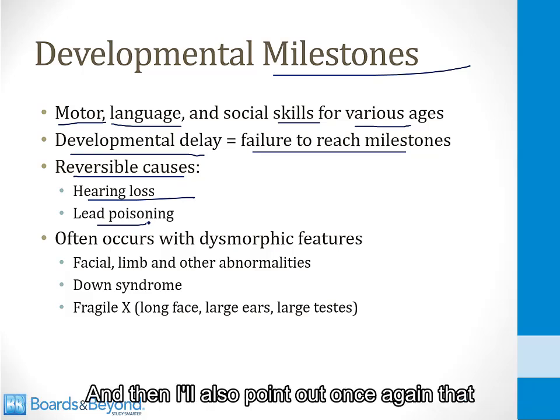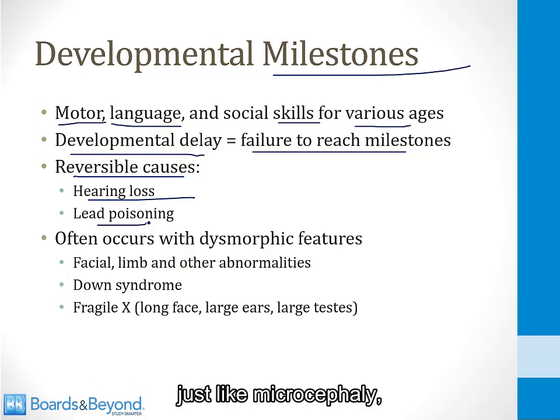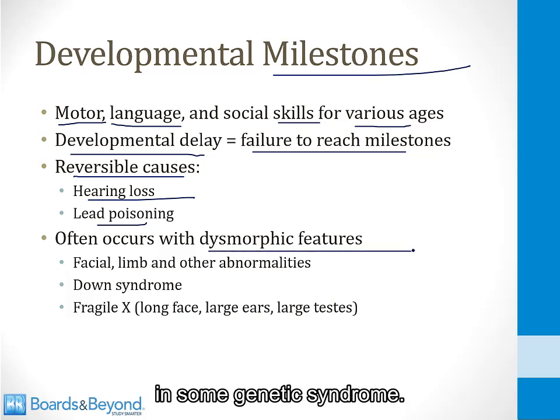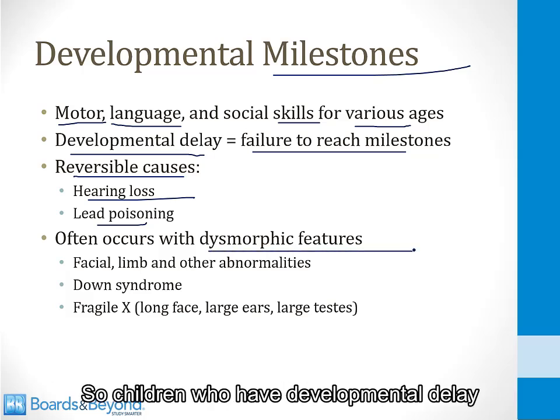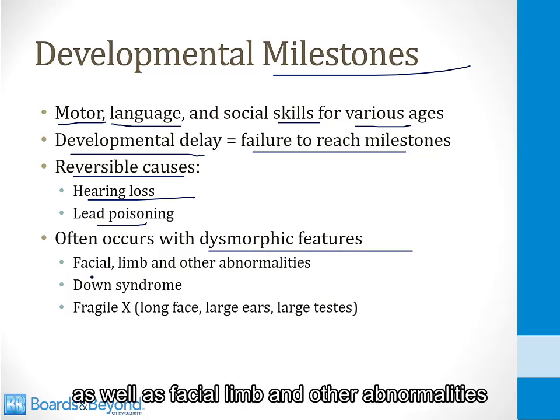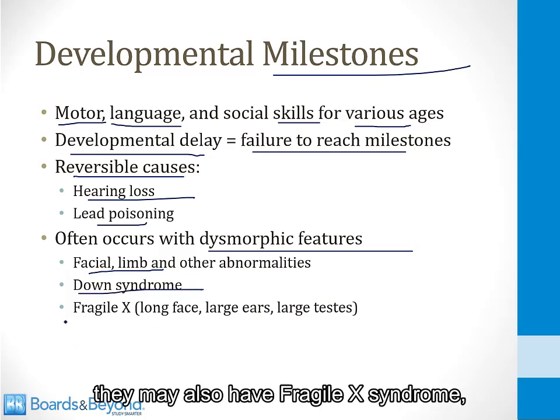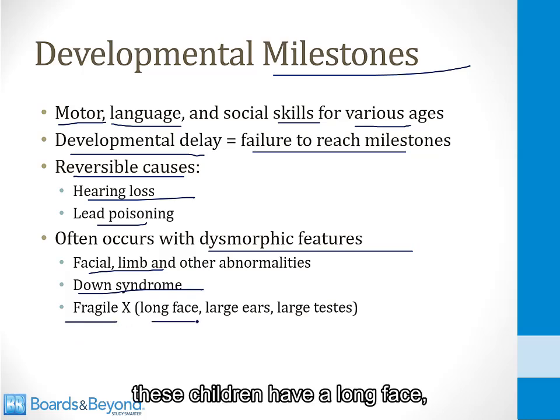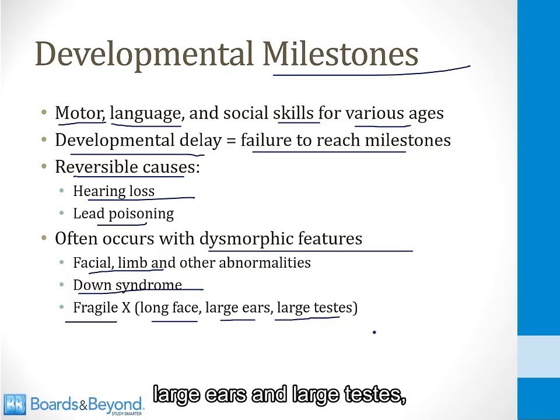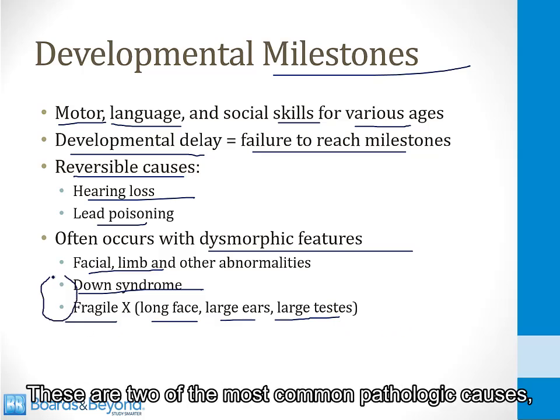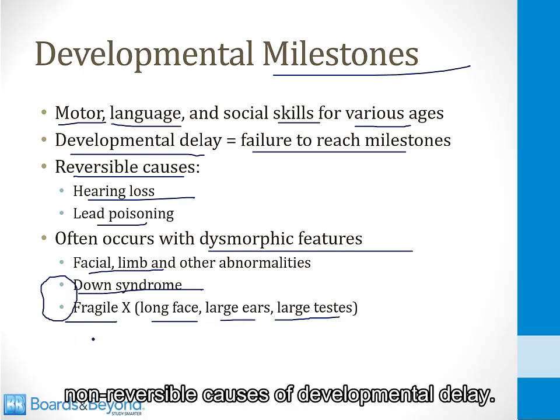And then I'll also point out once again that just like microcephaly, this often occurs together with dysmorphic features in some genetic syndromes. So children who have developmental delay, as well as facial, limb, and other abnormalities, they may have Down syndrome. This is a classic cause. They may also have Fragile X syndrome. These children have a long face, large ears, and large testes. This occurs together with developmental delay. These are two of the most common pathologic, non-reversible causes of developmental delay.